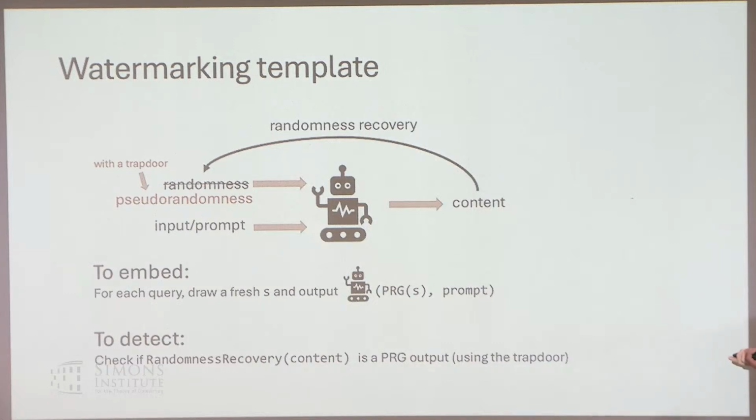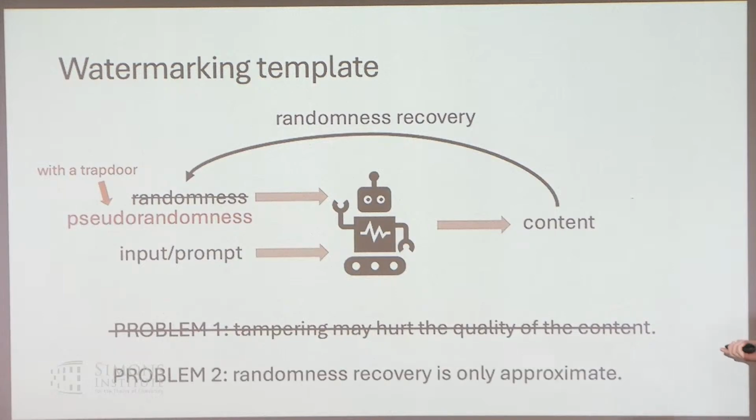Okay, so now the problem is that randomness recovery is actually only approximate in practice. So we don't get back exactly this random string that was used to generate the content. We only get something that's similar to it. And for the trapdoor pseudorandom generators that we knew how to construct before this work, the trapdoor only works if you're given exactly a PRG output.